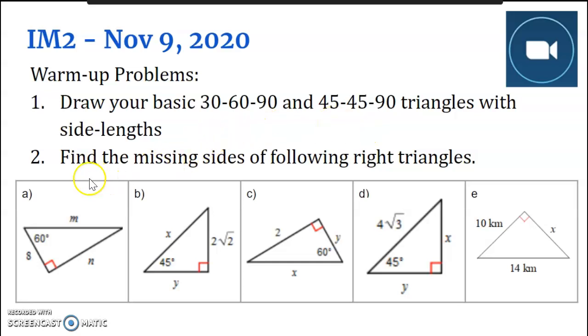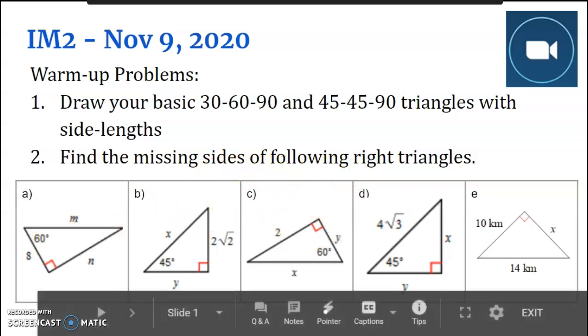Okay, once you've done that, I want you to find the missing sides of the following right triangles. So there are 5 of them. Please copy this down first and then pause the video and see if you can solve them yourself.